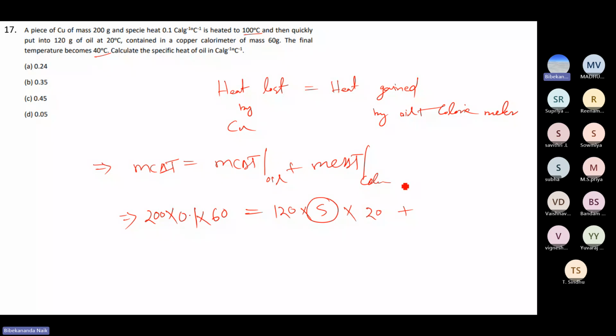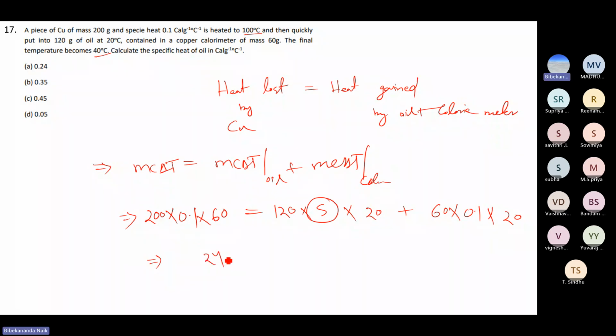So the calorimeter was again the copper calorimeter, the mass is 60 grams. So it is 60 into the specific heat of copper, which is 0.1, it is given. And again, the change in temperature is 20, because the final temperature becomes 40, and the oil and the calorimeter were initially at 20 degrees Celsius. So it is 20.